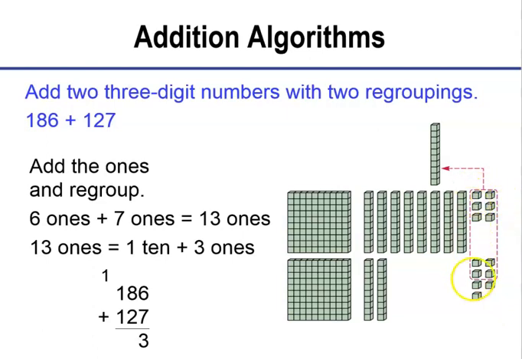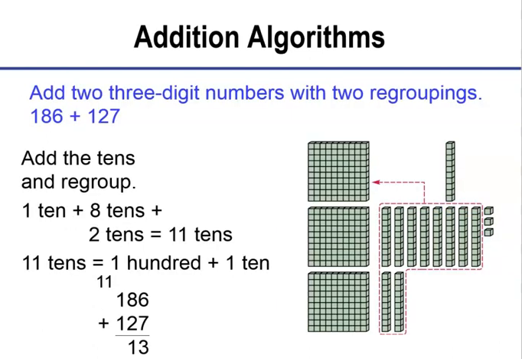We're going to trade in these red squared off 10 units and turn that into a long. And then we're going to combine our longs together. And you see that we have more than 9 longs as well. So if I count 1, 2, 3, 4, 5, 6, 7, 8, 9, 10, that'll turn into a flat. So we're going to trade in our 10 longs for another flat here.